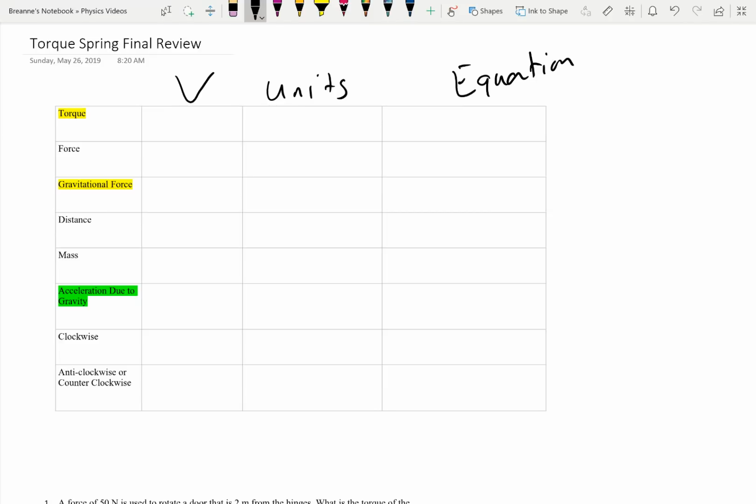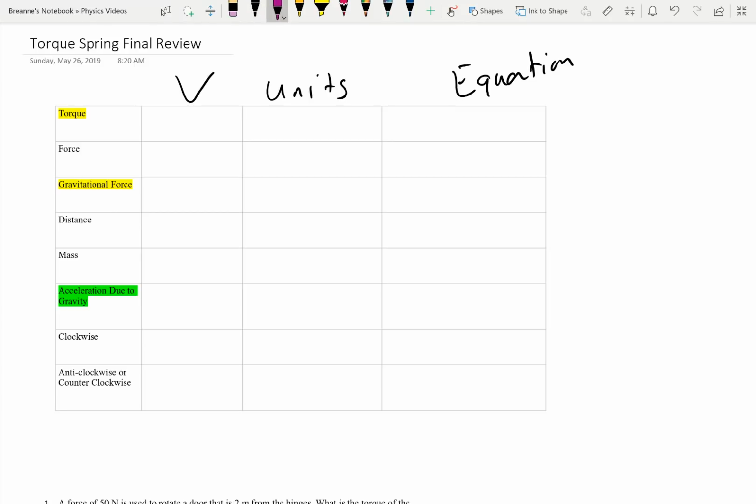Variables are what goes into the equation. And knowing what those variables are will help you to know how to use the equation. And also, units is what goes behind the number. And so that units is what would be in the word problem. So if you're reading the word problem and you see newtons, force should pop into your head.